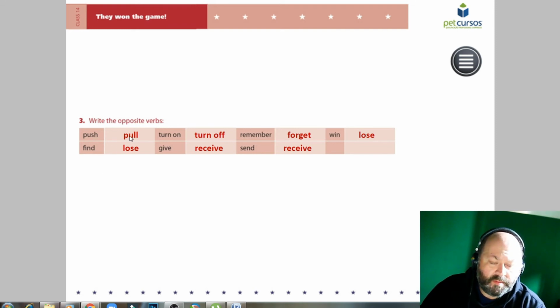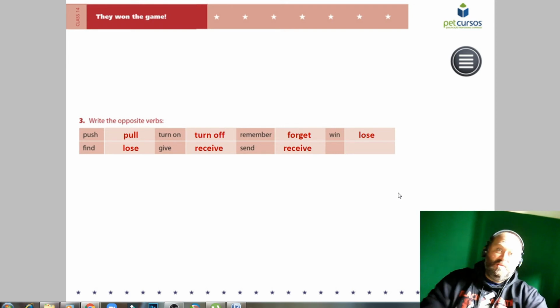Push, pull, yeah. Turn on, turn off. Remember, forget. Win, lose. Find, lose. Give, receive. Send, receive. Então repetem dois, né? Vencer, win. Perder, lose. Achar, find. Perdeu, perder, lose. Dar, give. Receber, receive. Enviar, send. Receber, receive também. É usado para as duas, ok?